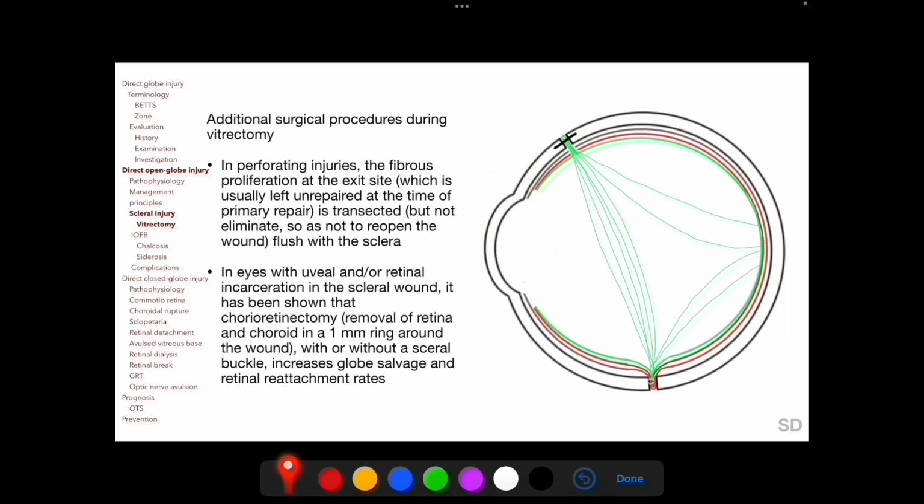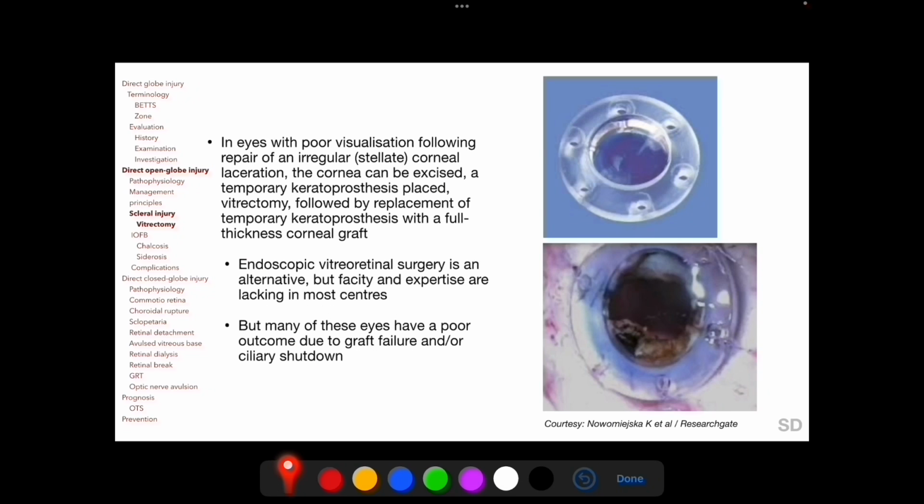Additional surgical procedures during vitrectomy include transection of fibrous proliferation at the exit site in perforating injuries, with the exit site usually being left unrepaired at the time of primary repair because of its posterior location, and chorioretinectomy in eyes with uveal and or retinal incarceration in the scleral wound as shown here in this diagram, and in eyes with poor visualization to perform vitrectomy following repair of an irregular corneal laceration.